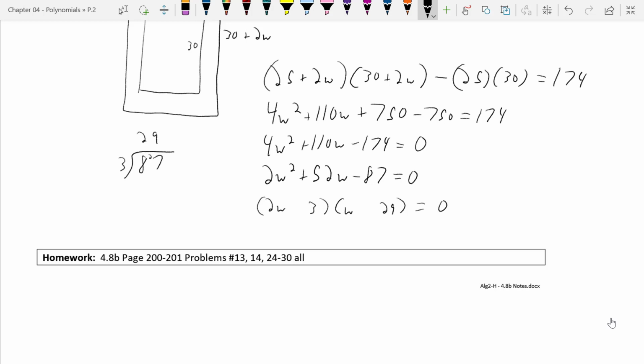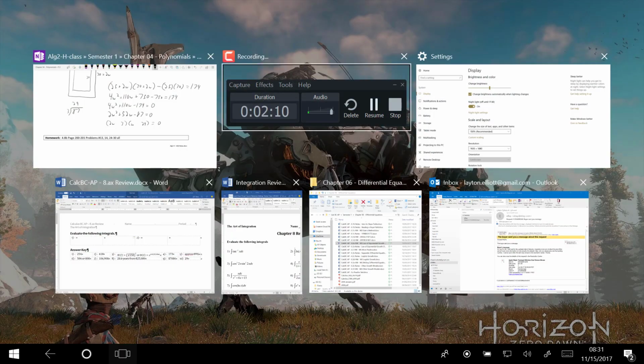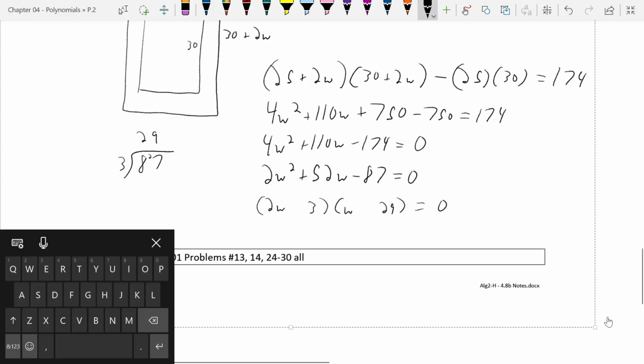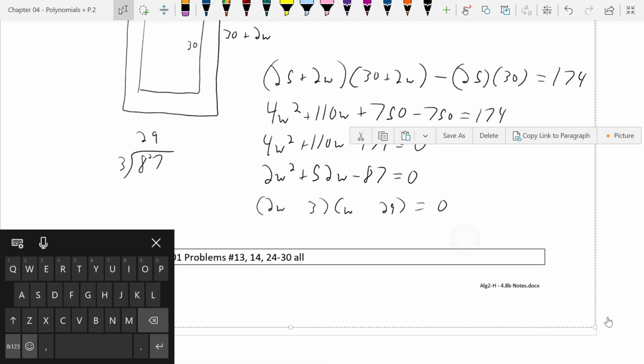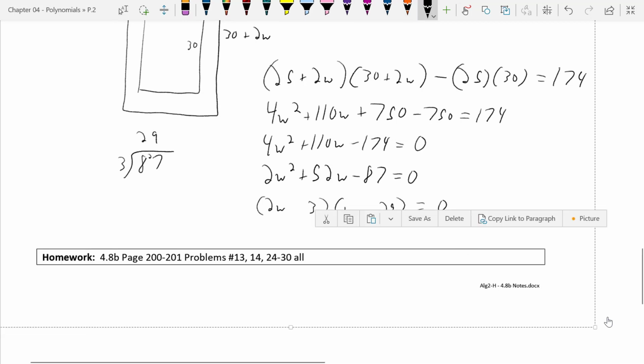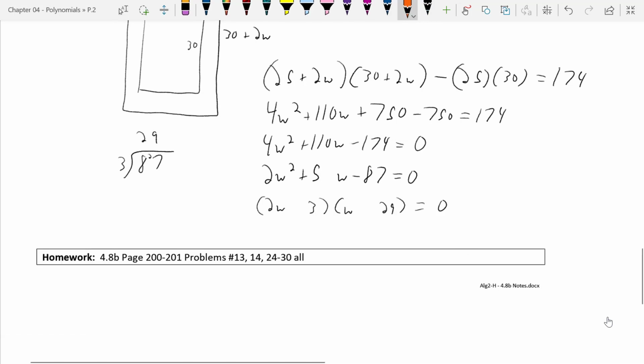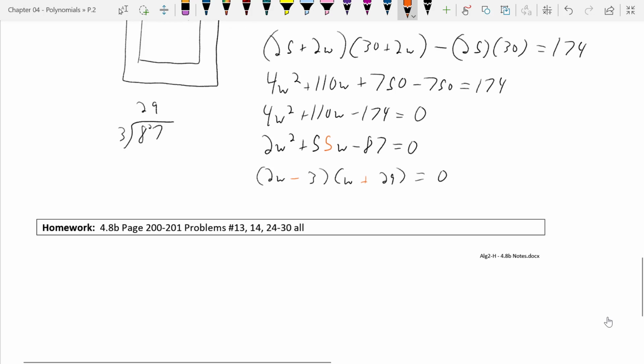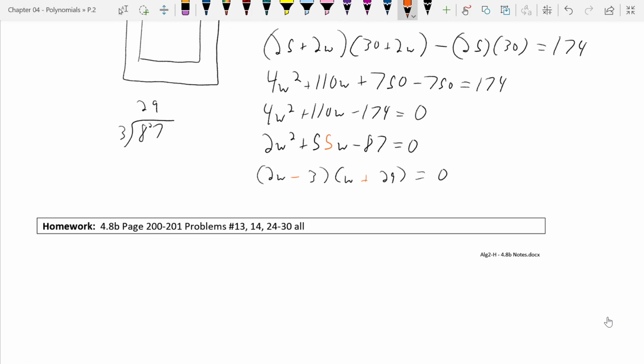Let me pause and see what I did wrong for a second. I see what I did wrong. Half of 110 is not 52, it's 55, and my factoring is actually pretty fine. So if I go plus there, minus there, that will get me the 55. And I get w is equal to 3 halves, because w can't be negative 29.